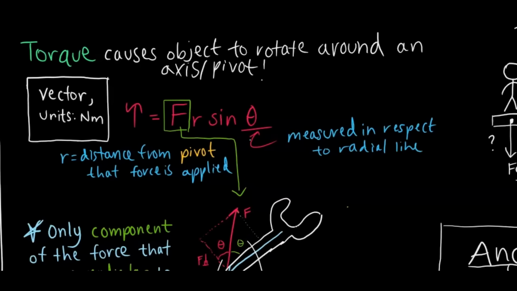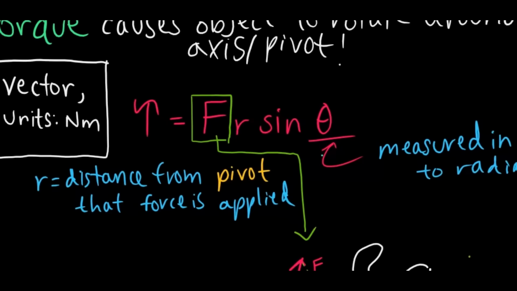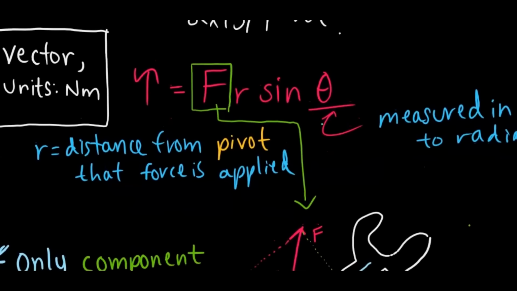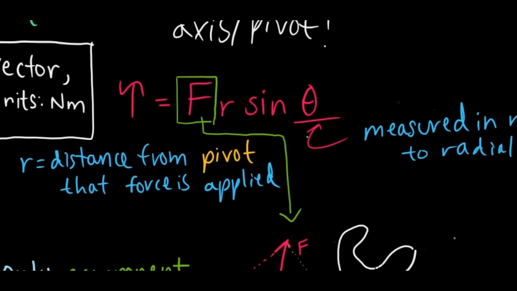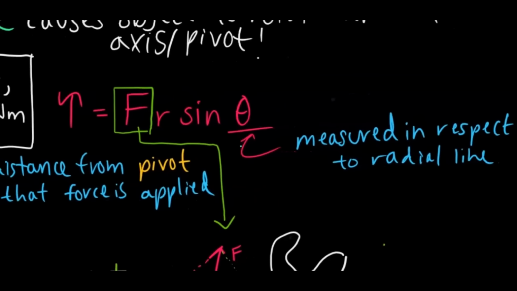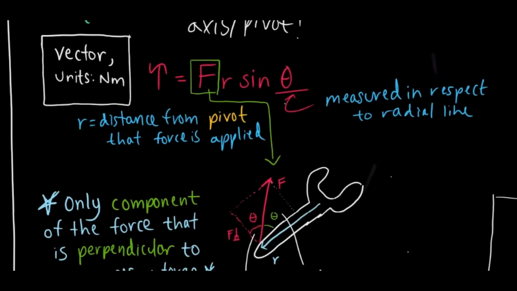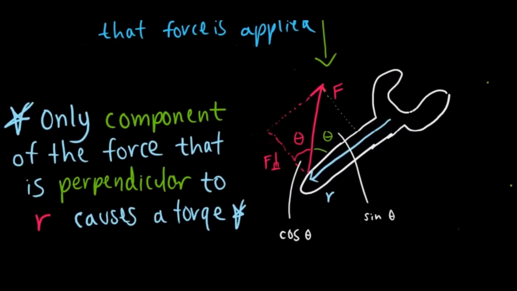So it's sort of like a collection of all forces, and then it's just a way to represent them. So torque is equivalent to force, which is just the force exerted, times r, which is the distance from the pivot that the force is applied. That can also be interpreted as radius. And then in some examples, you can use sine theta, and theta is measured with respect to the radial line.